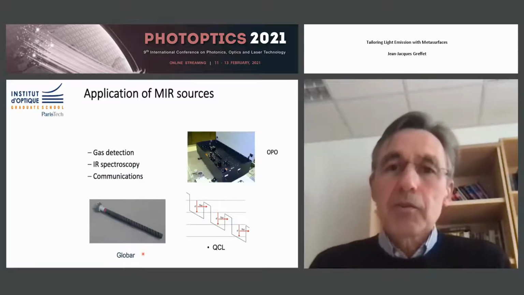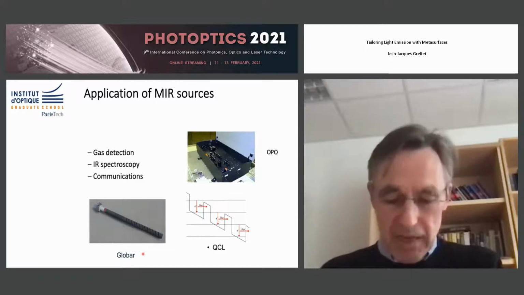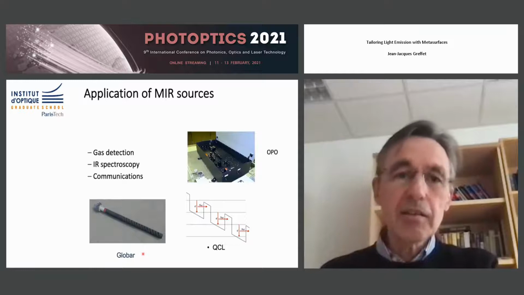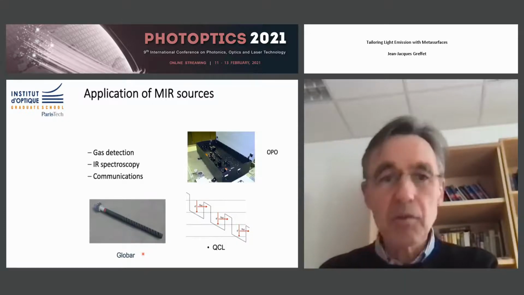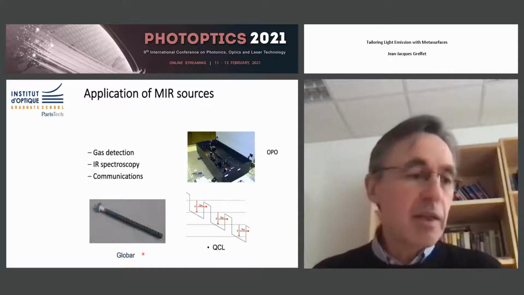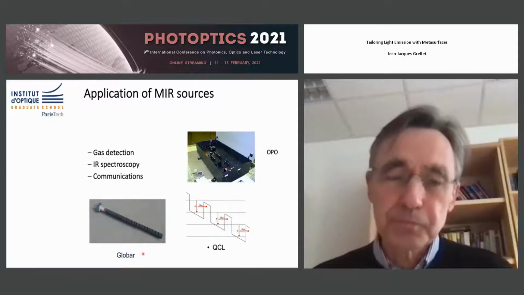So the first part is about infrared sources. So we need infrared sources for gas detection because gases have a footprint, which is their absorption spectrum. They can also be used for telecommunications.